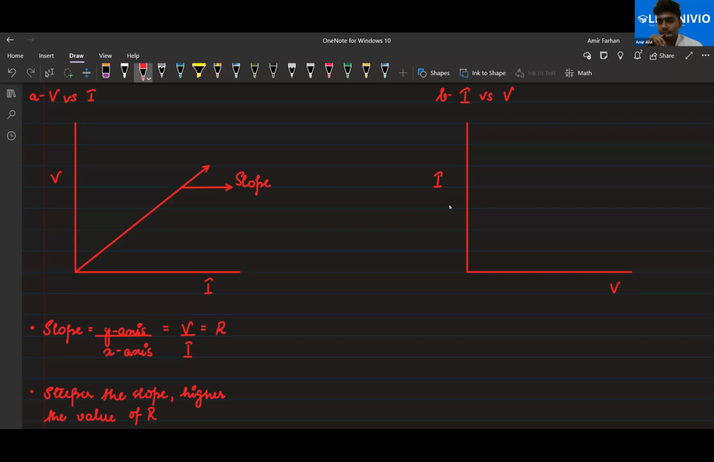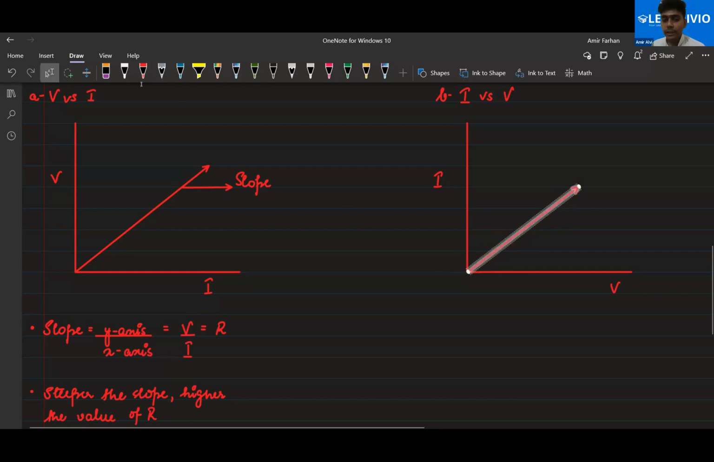Mariam, are you there? She has some internet issue. What will be the slope type? Straight line, curve? Tell me about the I-V graph. Straight line. Okay, it will be a straight line. Now Zainab has also changed the answer on the basis of my words. Chalo, no worries.